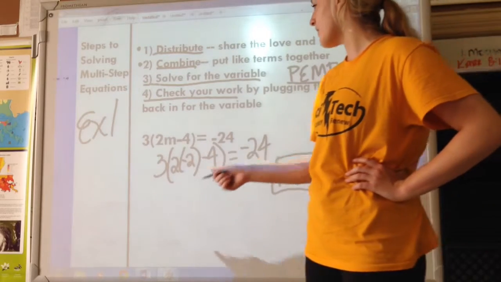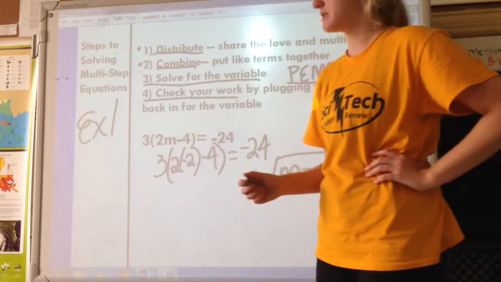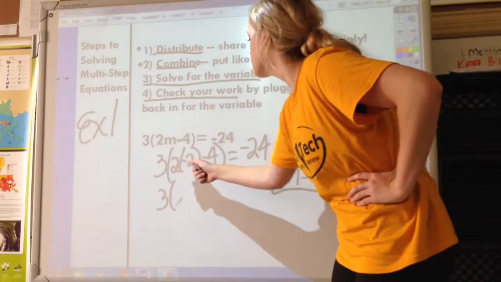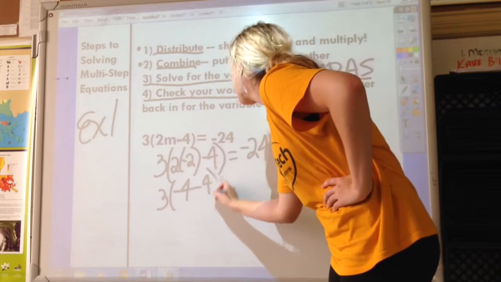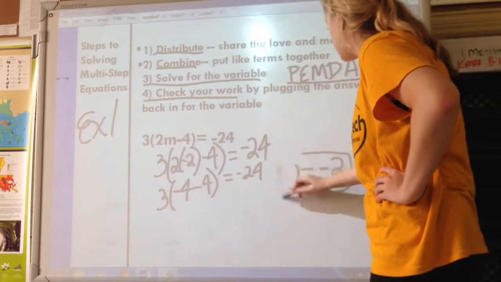And I know by the order of operations that I have to take care of everything inside the parentheses first. So I'm going to go ahead and do that. I'm going to pull my 3 down. 2 times negative 2 is going to leave me with negative 4 minus 4. And all of that still equals negative 24. Go ahead and erase this. I have some more room.